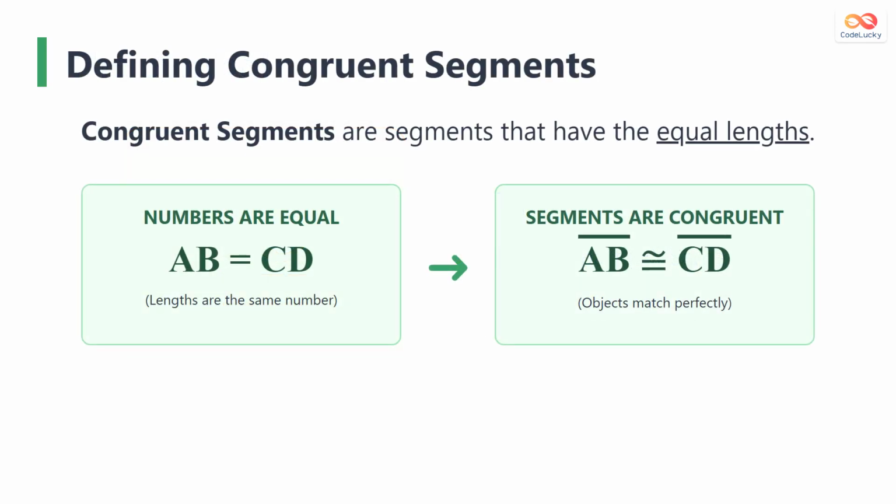So, applying this to our topic, congruent segments are simply line segments that have equal lengths. If the length of segment AB is equal to the length of segment CD, then we say that segment AB is congruent to segment CD.